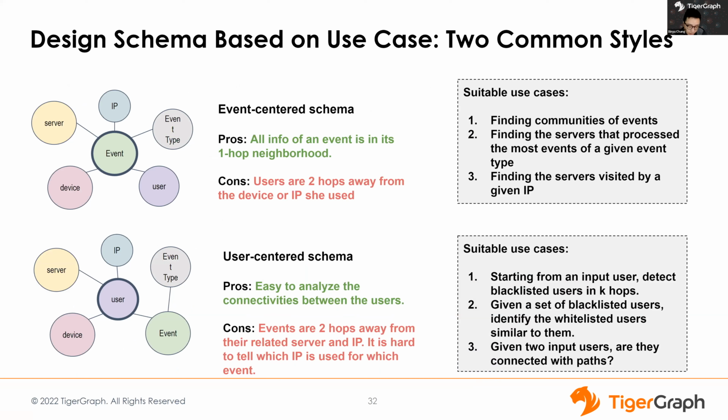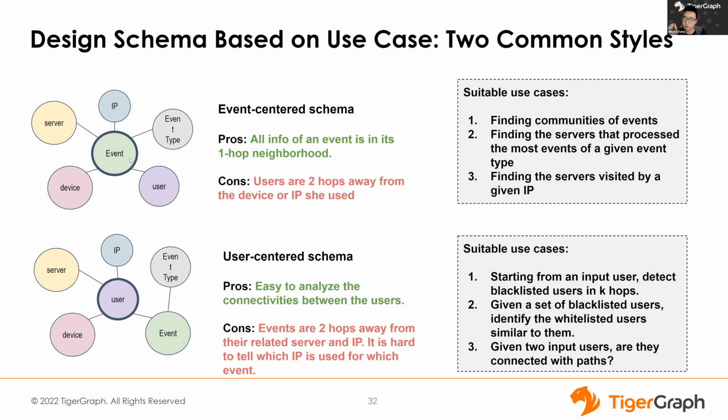Because usually we need to think about this because we only have a limited amount of hardware resource, right? Otherwise, we can connect everybody together, as long as you have an infinite amount of hardware resource. But the reality is we want to design the graph schema that can minimize the memory footprint and also give you the best performance, right? So now let's discuss what's the difference between the event-centered schema design and the user-centered schema design.